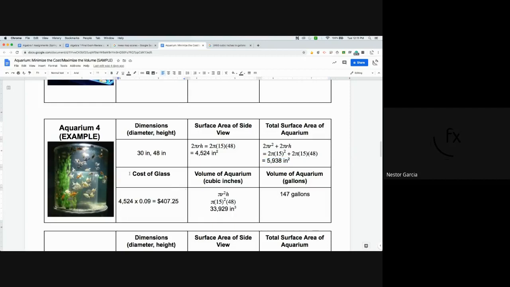So in the next section, for the cost of the glass, you will have to take the total surface area of the side view, which was 4,524 square inches. We multiply that number by 0.09, which again is the average cost per square inch of glass, so 9 cents. And that gives you a total of $407.25.